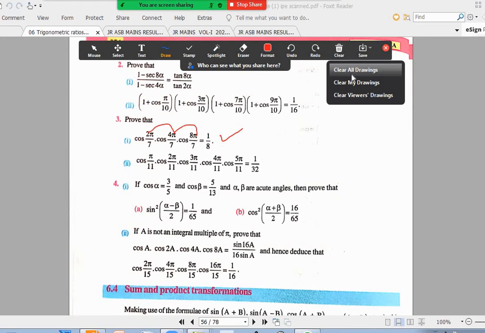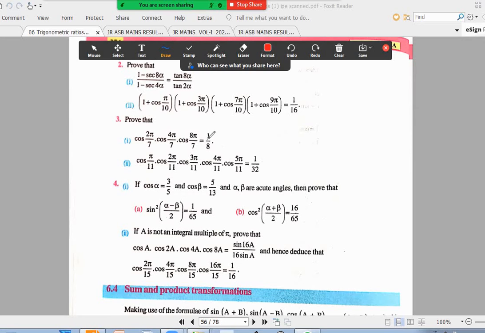If you forget that formula, but you have an idea about how it is derived, basically you have to multiply and divide with the sine of the smallest angle, and then repeatedly use the sine 2 theta formula. A lot of 2's you have to multiply. You multiply with 2 into 2 into 2 into sine 2 pi by 7, and also divide with 2 into 2 into 2 sine 2 pi by 7. Each time this whole thing becomes the sine 2 theta formula.